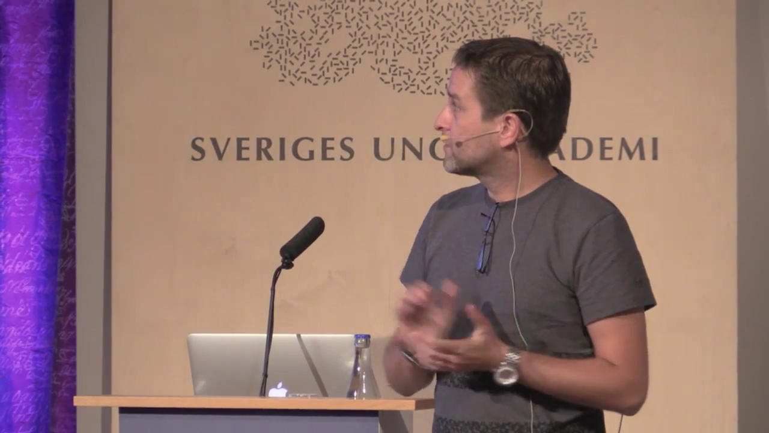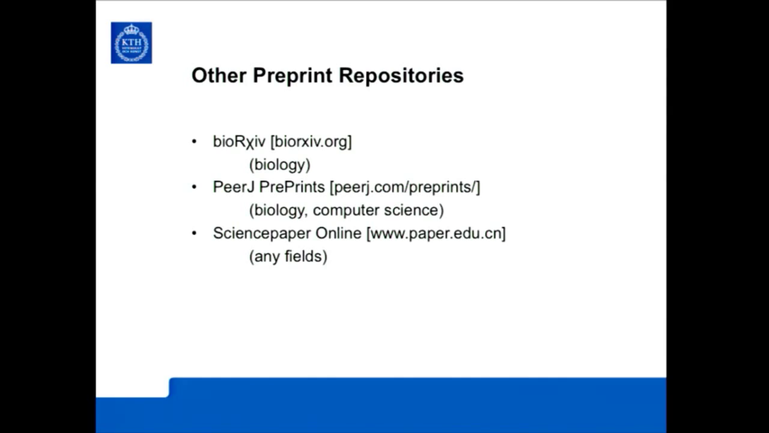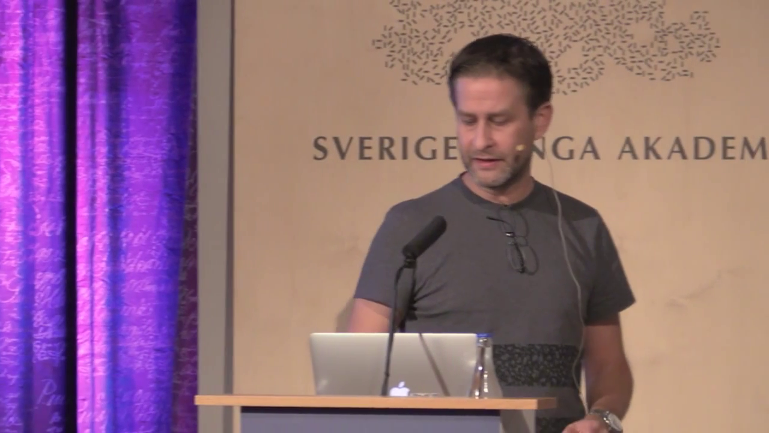I just wanted to mention a crazy other preprint repository, viXra, but there are other more serious such repositories, and the first one has already been mentioned today. Then there is PeerJ Preprints, also in biology and computer science. And then there's Science Paper Online, which is actually a Chinese server, and they accept any fields.